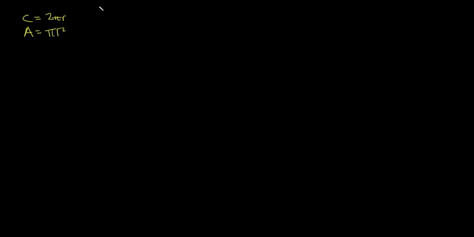And we can remember that in 3D, instead of having a circumference, you have a surface area, and instead of having an area, you have a volume. And what's the volume of a sphere? Well, the surface area of a sphere is 4 pi r squared. The volume is 4/3 pi r cubed.